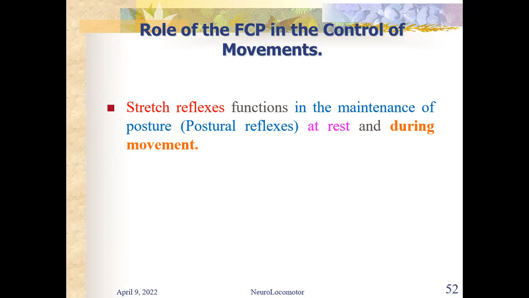Stretch reflexes that are mediated by the alpha motor neurons. That is the function. Postural reflexes. They maintain postural reflexes at rest and during movement. So those are the roles of the final common pathway. We have the alpha motor neurons and we have the gamma motor neurons. You should know their functions as well as how they help to control movements. Okay?